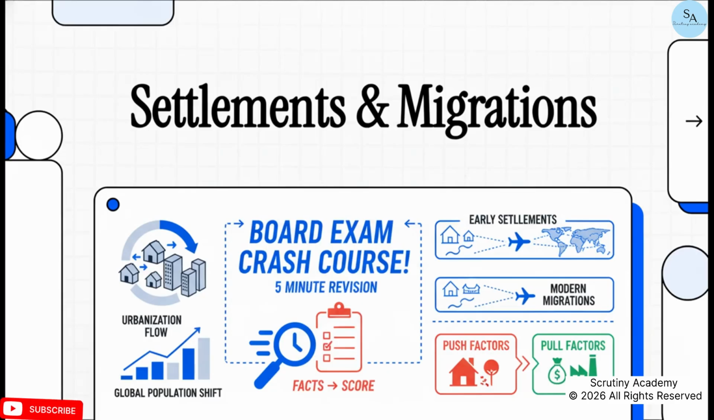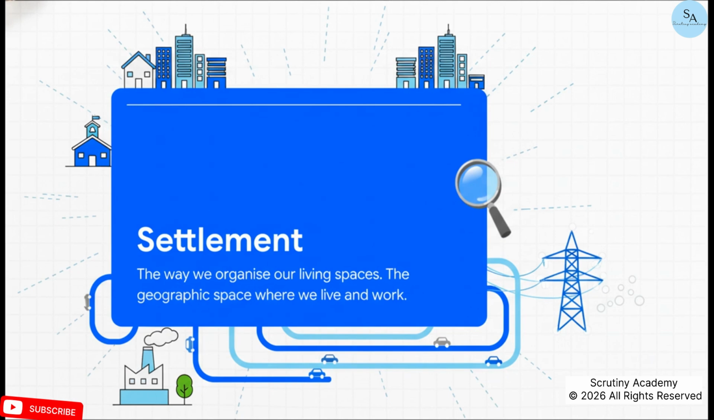All right, board exams are breathing down our necks, so let's absolutely nail the settlements and migrations chapter. We're going to do it in the next 5 minutes. This is your super fast, high-yield revision. No fluff, just the stuff you need to know to score big. Ready? Let's jump in.